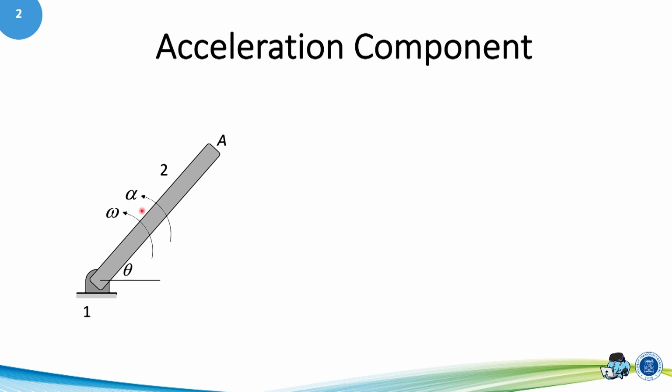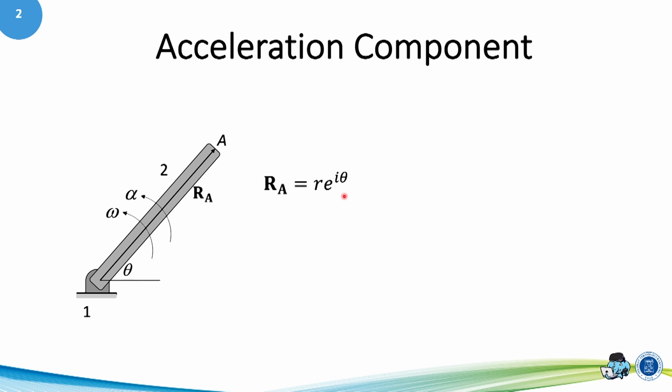In the rigid link, we can define the vector from the center of the rotation to the point A. We call it the vector RA. The vector RA can be written as R times e power i theta. R here is the distance from the center of the rotation to the point A. i is the imaginary part of the complex number and theta is the orientation of the rigid bar.